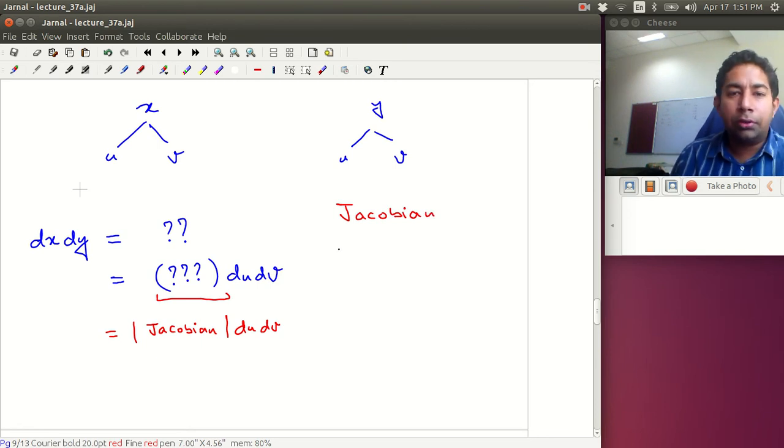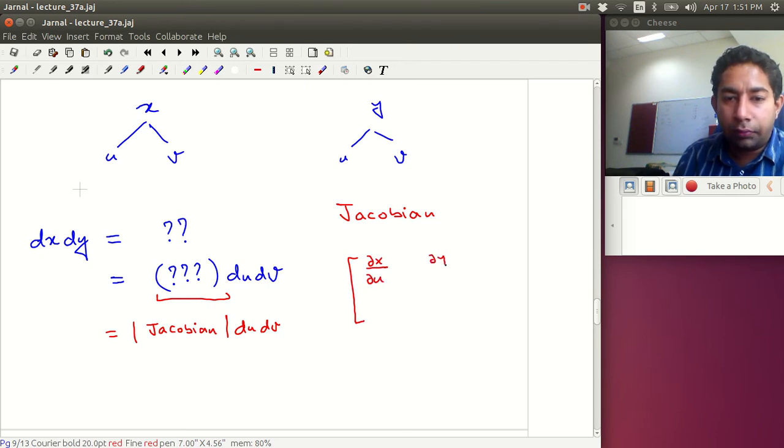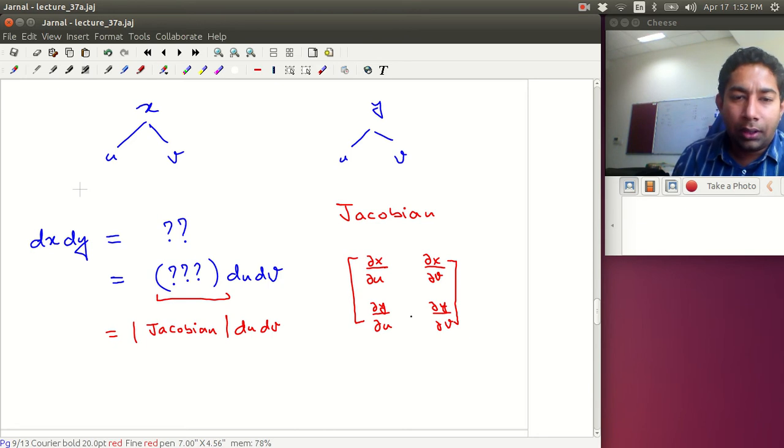The Jacobian is simply, you look at the matrix of partial derivatives of x and y with respect to u and v. So you create this matrix: it's del x del u and del x del v in the first row. And in the second row, we have del y del u, and the second entry in the second row is del y del v. Okay, you form this matrix and take its determinant. So the Jacobian is actually the determinant of this matrix.